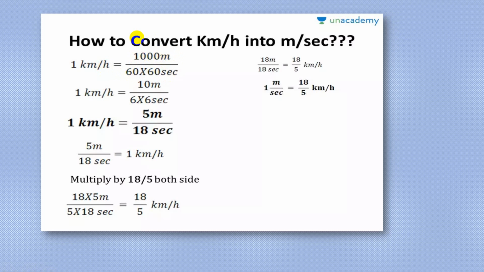Okay, or we can simplify it. We can simplify this ratio into 5 over 18. Again, if you want to change from kilometer per hour to meter per second, you can do it by these steps. 1 kilometer equals 1000 meters. 1 hour equals 60 minutes and 1 minute equals 60 seconds. So this ratio means 5 over 18. You are going to multiply the number with 5 over 18.